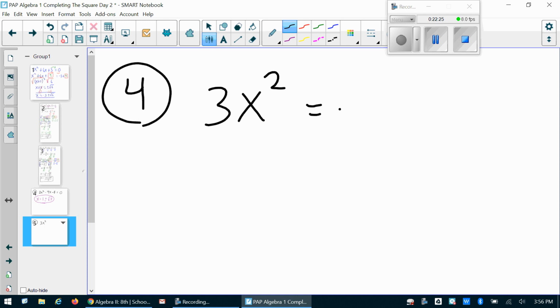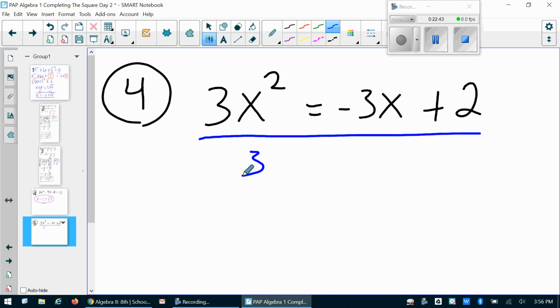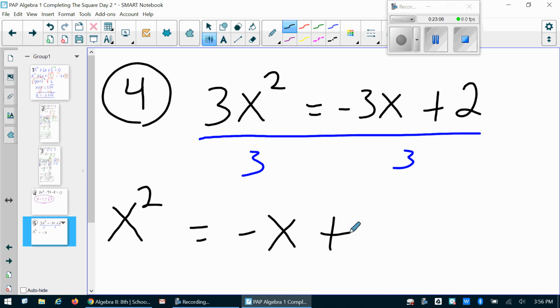3x squared equals negative 3x plus 2. Okay, notice in this one that the square term is by itself and that the linear term and the constant term are on the right side. So it's just rearranged a little bit different. My suggestion is I would just go ahead and start so you don't forget by dividing both sides by 3. Okay. And the way I wrote this, I technically should write it like this. Okay. If I do that, I'm going to get x squared equals negative x plus 2/3.